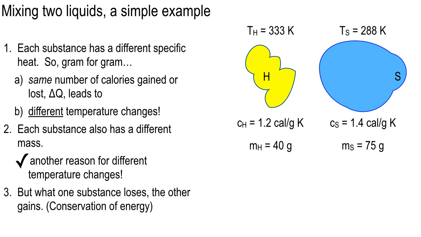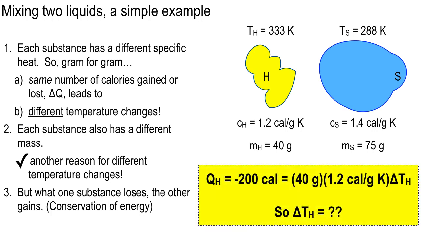But here's the main idea. We're assuming that it's in a styrofoam container, so they're not losing energy to the environment. It's all insulated. But they exchange energy within themselves. Whatever energy goes from substance H is going to be absorbed joule for joule, calorie for calorie in substance S. So for instance, if I say that substance H loses 200 calories, then that's going to be MC delta T for substance H.